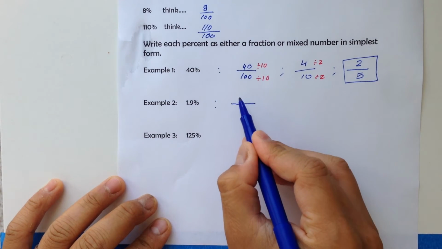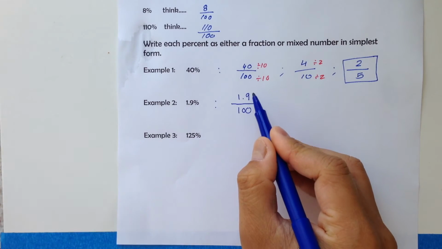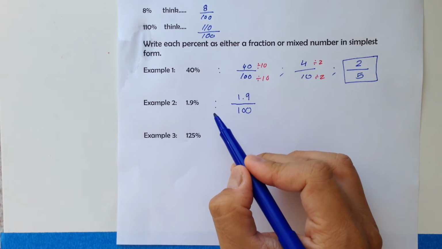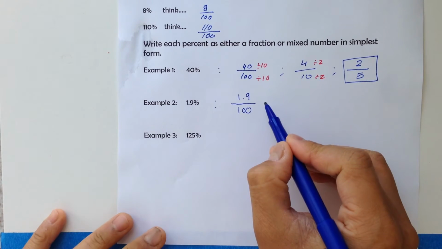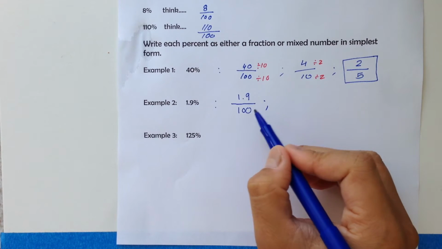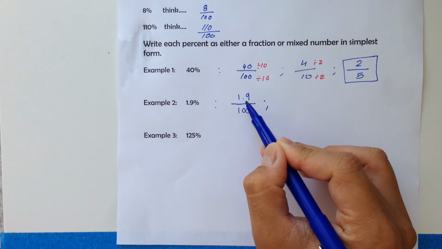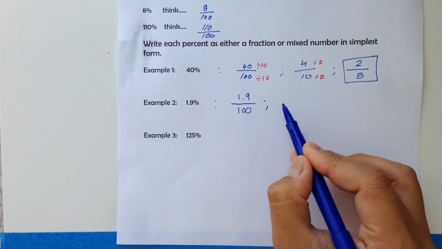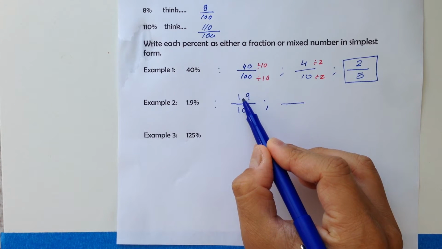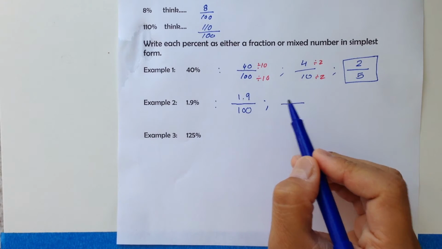1.9%. Write that as a fraction. So 1.9 over 100. Right? It is always over 100. Remember, percent means per 100. And now we need to reduce this percentage. When we write it as a fraction, numerator and denominator should be whole numbers. So what I need to do is shift the decimal one place to the right, because currently it's 1.9 and that's not a whole number.